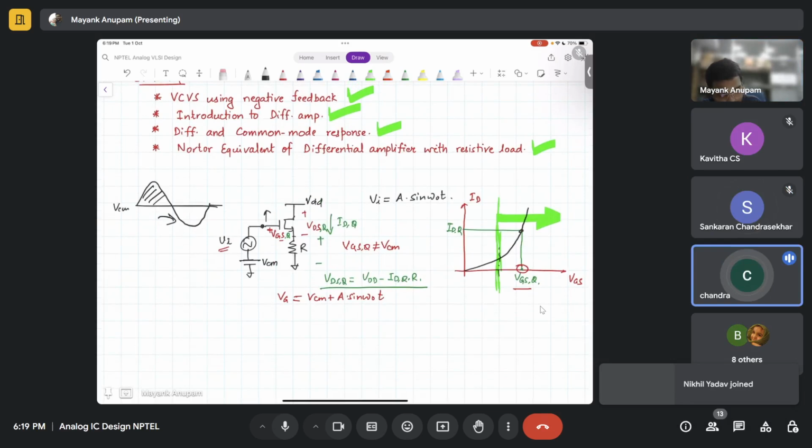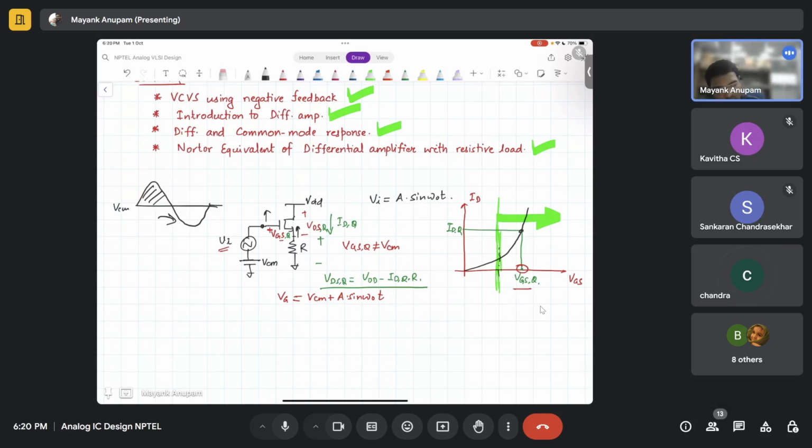So then what is going to happen? Current goes up and IR increases. So source voltage also is going up, right? When the source voltage goes up, what happens to VDS? It reduces, right?